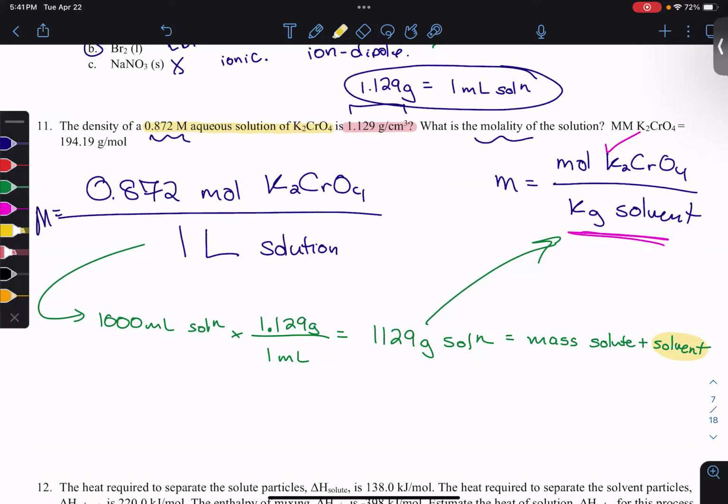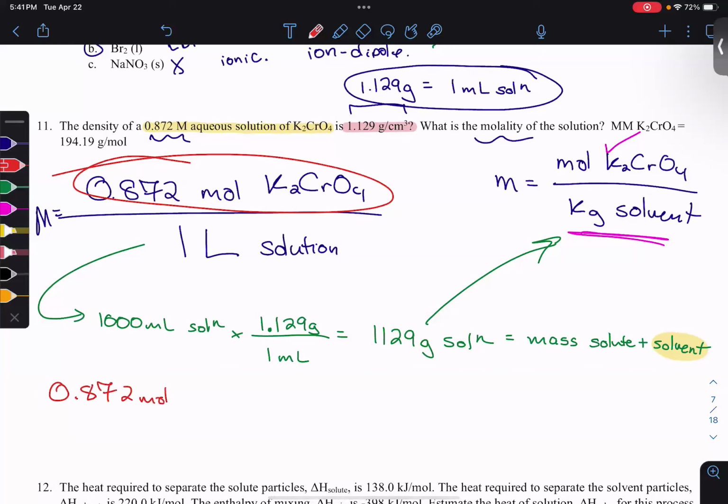Can we figure out how much the solute weighs? Probably, right? We're actually going to use that mole amount. I know that there's 0.872 moles of solute present, K2CrO4. Do you know how much that weighs?